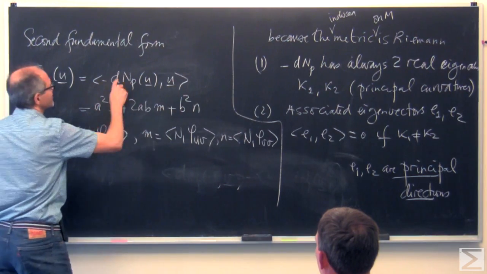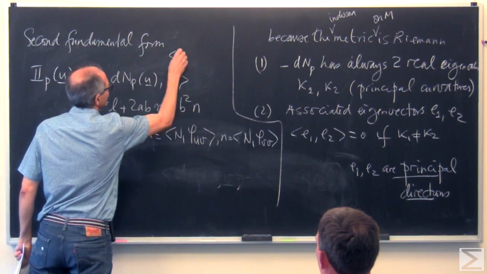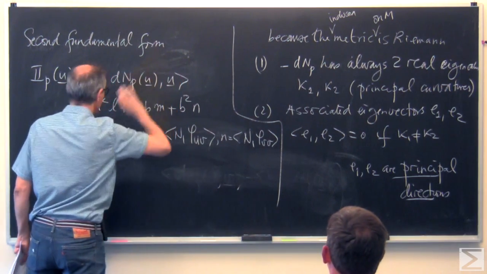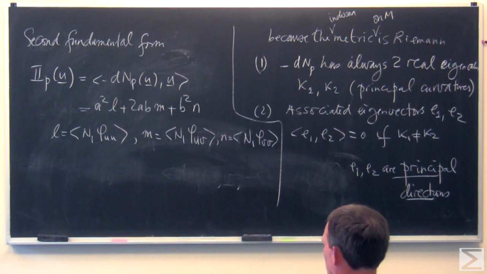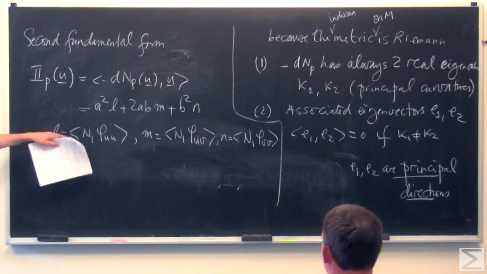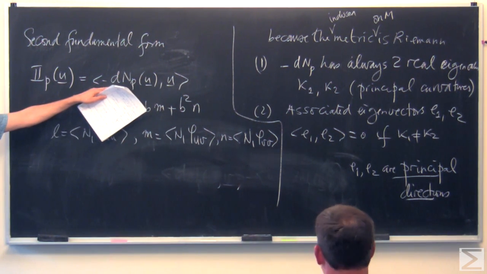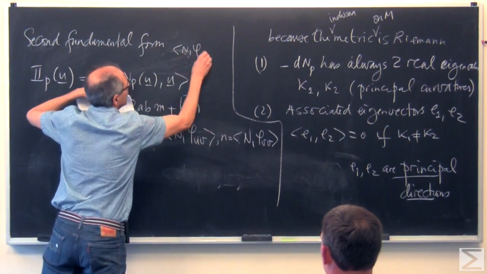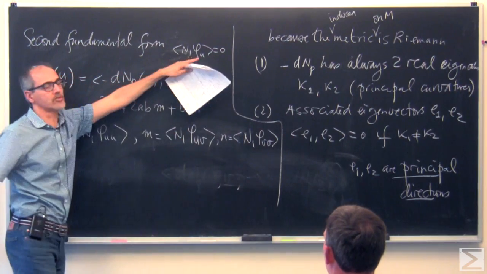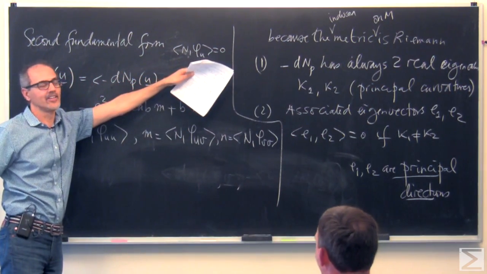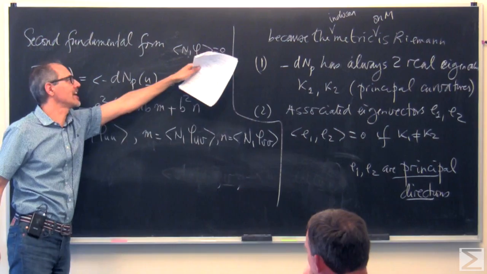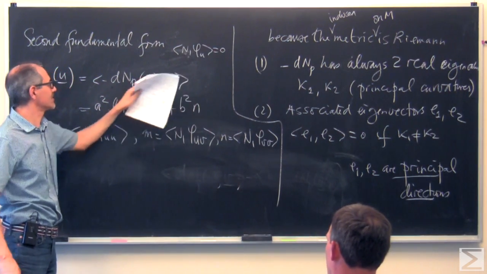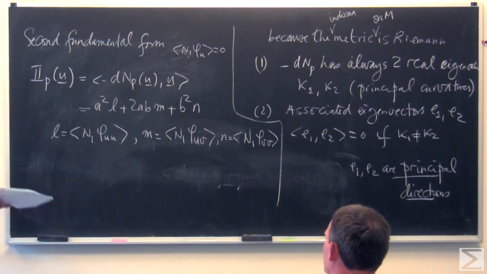The reason here is, what is this? I better just leave it here. You use the fact that N times phi u is equal to zero because this is orthogonal, and you differentiate. Nu dot phi u plus N dot phi uu equals zero. So minus Nu dot phi u is exactly N dot phi uu.